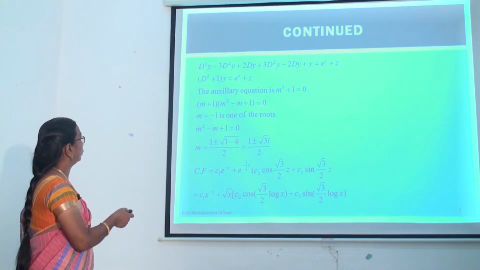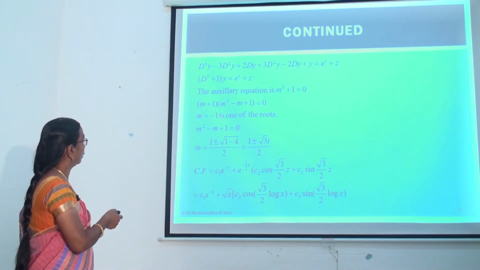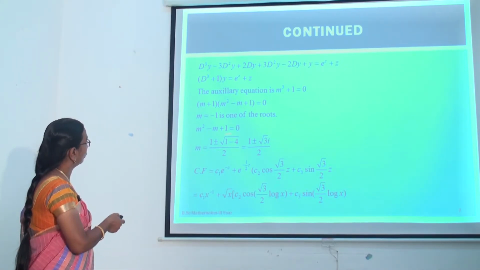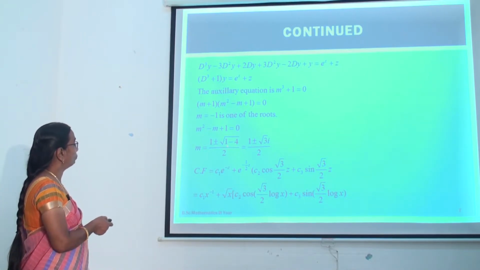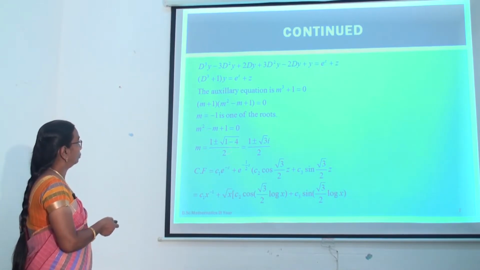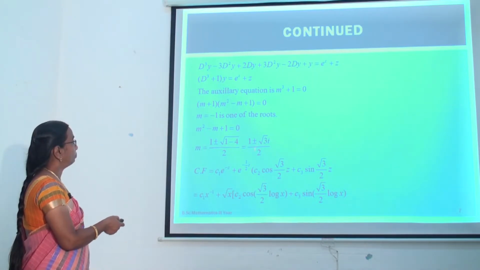Two products equal to 0 means any one of them equal to 0. Therefore, when m plus 1 is equal to 0, you will get m is equal to minus 1 as one of the roots. When you take m squared minus m plus 1 is equal to 0, there you will get m is equal to minus b plus or minus root of b squared minus 4ac by 2a. If you apply that formula, you will get 1 plus or minus square root of 1 minus 4 by 2. And if you simplify, you will get 1 plus or minus root 3 i by 2.